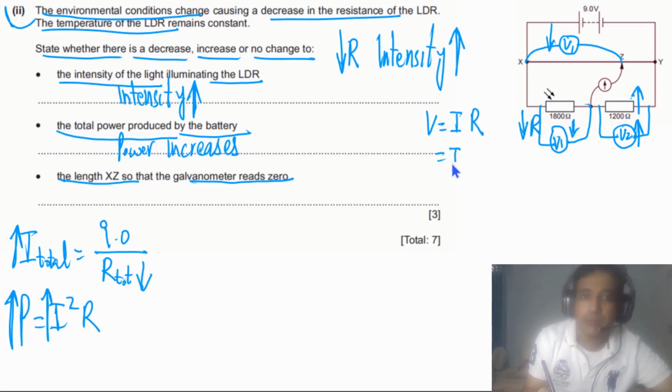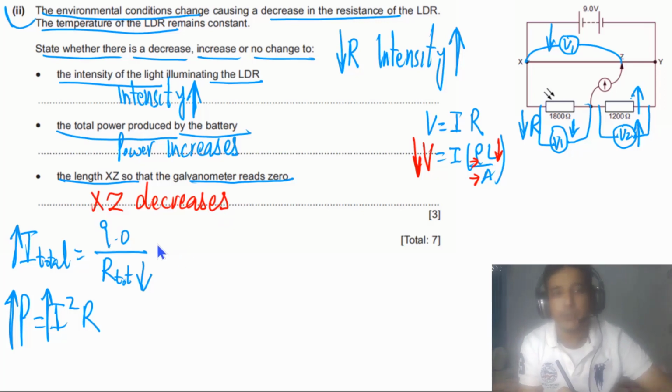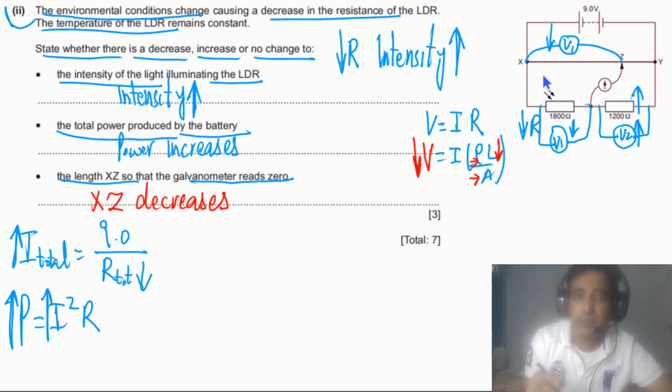So we can also say this is I times rho L by A. If this is constant, this is constant. So if V decreases, L also has to decrease. So we will say in this case XC decreases. So XC has to decrease because V1 has been decreased.